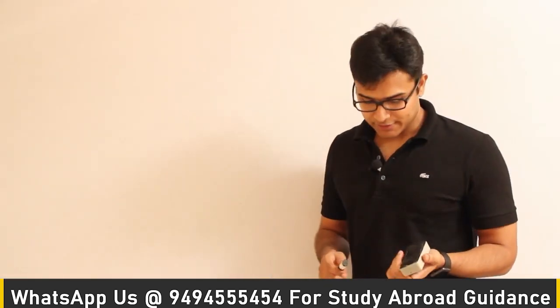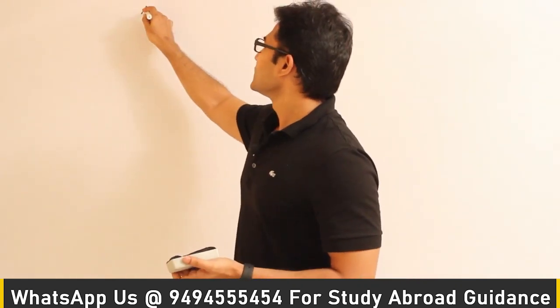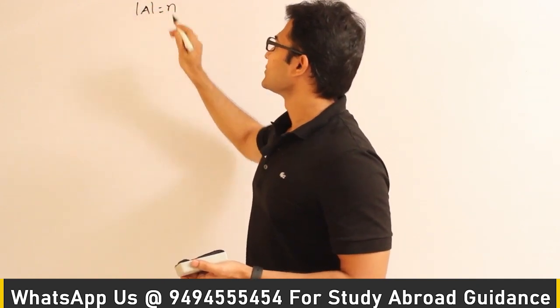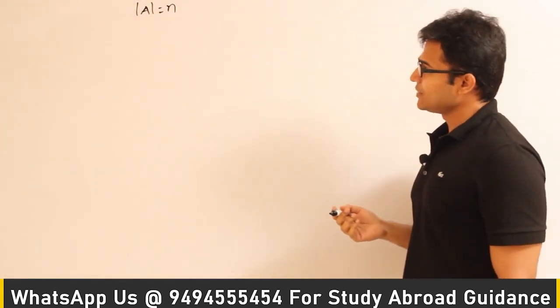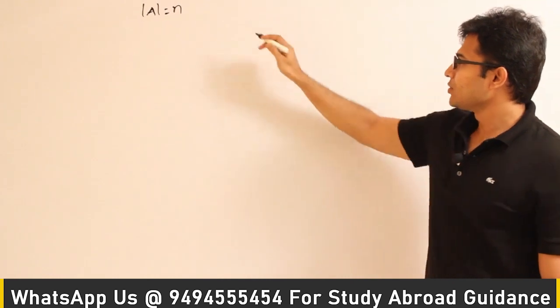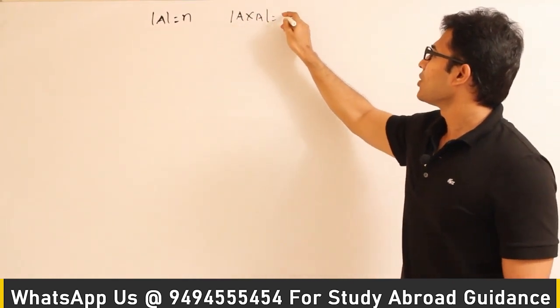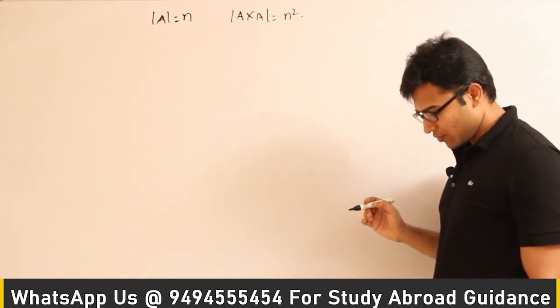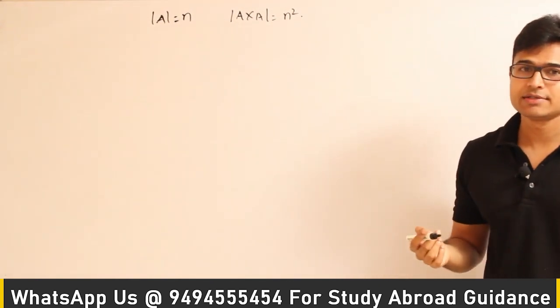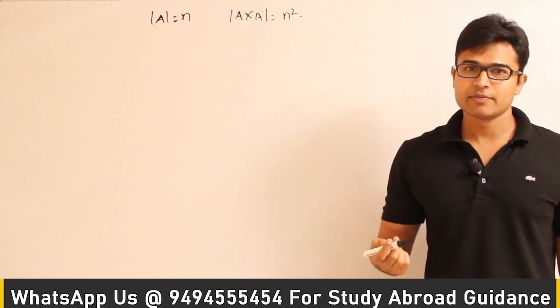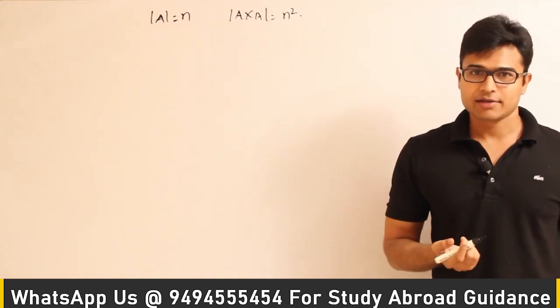Now let's try to see how many antisymmetric relations are possible on a set A with n elements. So the basic assumption is this one always. The number of elements in set A is n, and we know that the number of elements in A cross A, the number of ordered pairs, will be n square. Now I want to find out, using these n square elements, how many relations can we make in such a way that they are antisymmetric.